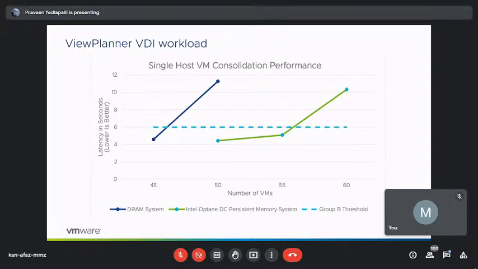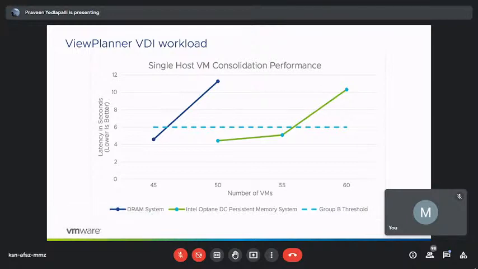So that means I am able to run 55 VMs successfully on a PMM system compared to only 45 VMs on DRAM system. That's again showing that my PMM system, which is the same cost as DRAM system, is able to run like 20% more work than DRAM system. That's the advantage of PMM in memory mode.